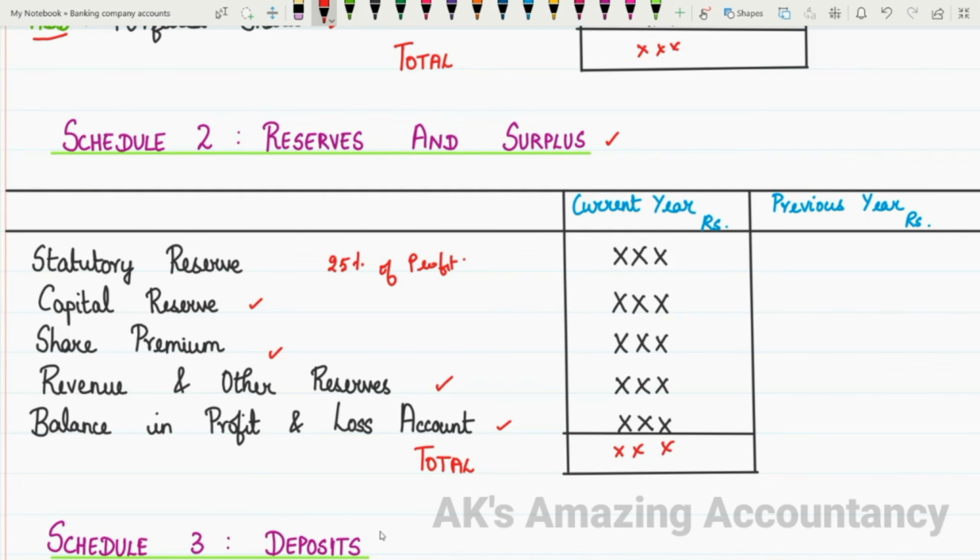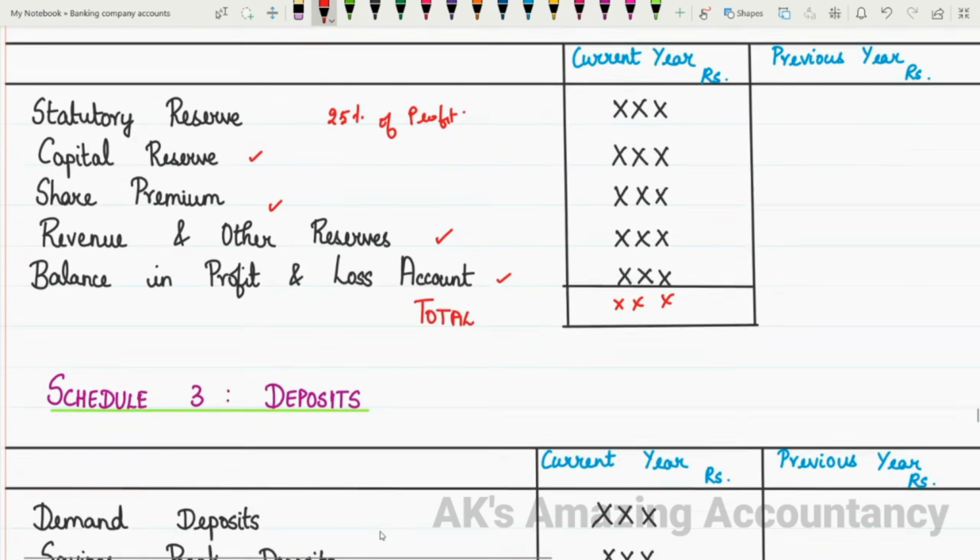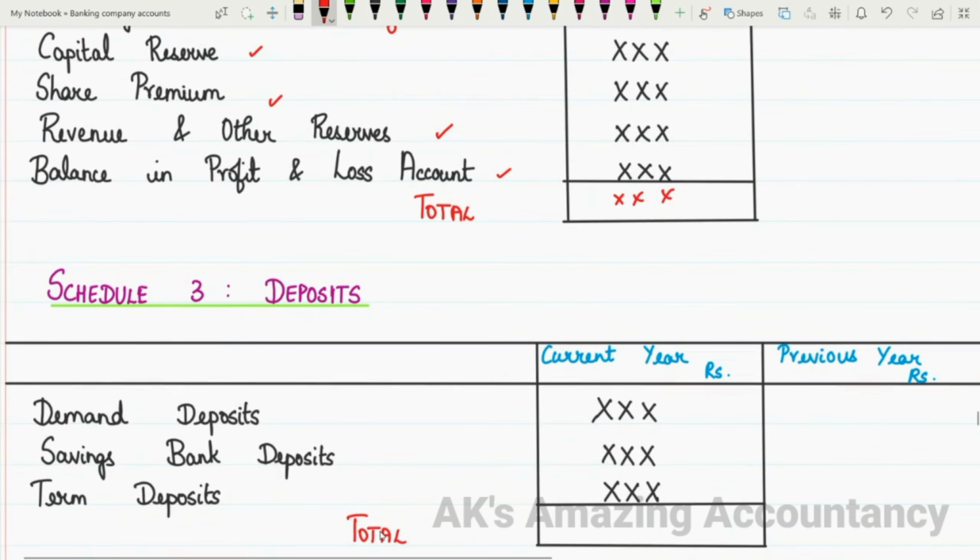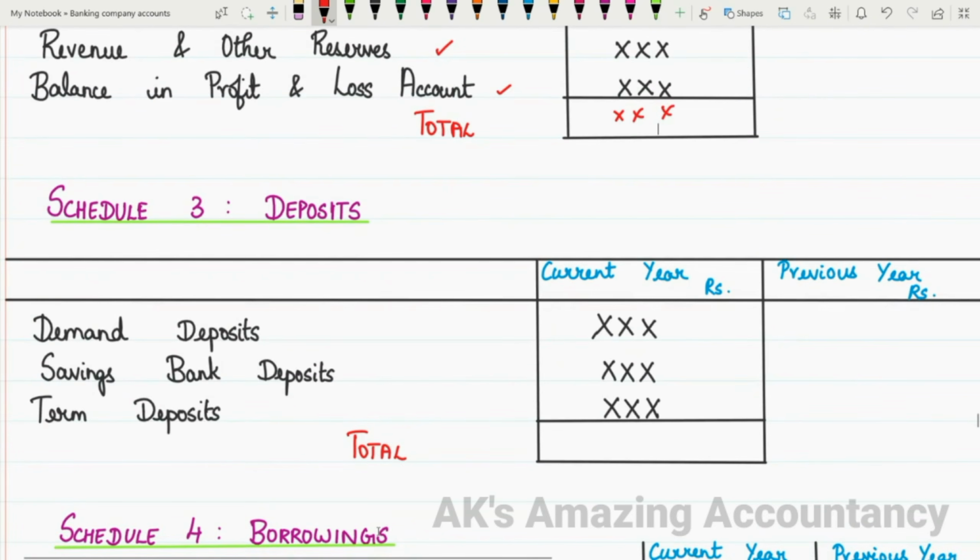The next schedule we have is Schedule 3. Schedule 3 is for deposits. So under this schedule, deposits, all kinds of deposits will come. If you have any demand deposit, that will be entered here. If you have any savings bank deposit, that again will come under the heading Schedule 3, deposits.